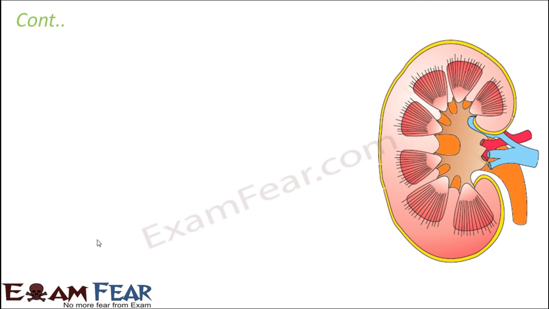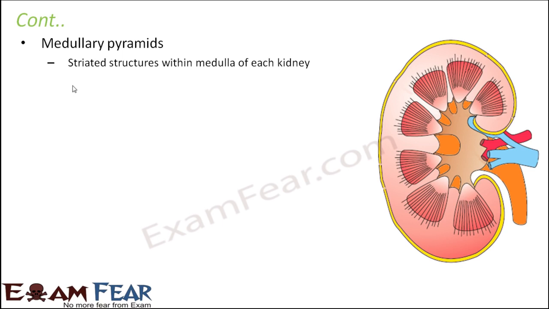So now let us talk about more things which are present in the medulla, because in medulla you can actually see so many different things present. The next thing that we will talk about is the medullary pyramids. So what are these medullary pyramids? These are striated structures within medulla of each kidney. Here you can see these striated structures. So each of these is known as a medullary pyramid.